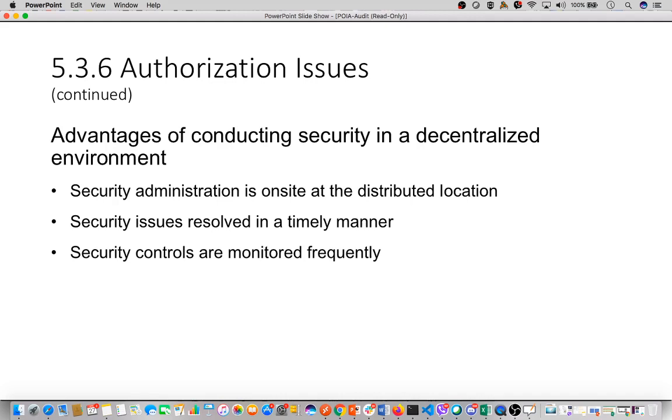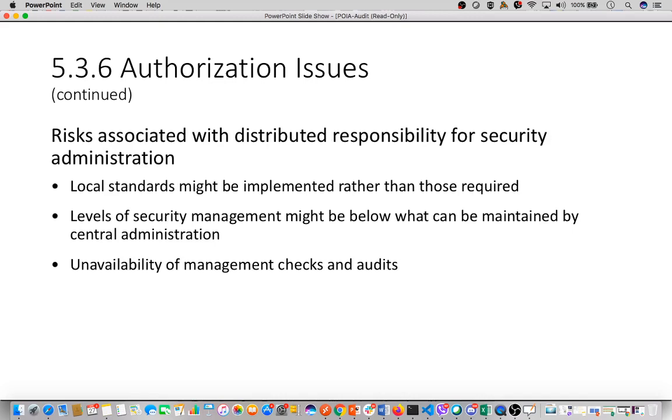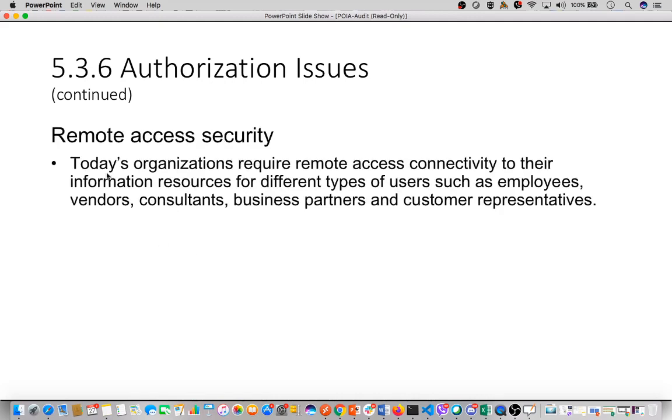One of the concerns of authorization in a decentralized setting is that security administration is on-site at the distributed location, security issues should be resolved in a timely manner, and security controls are monitored frequently. Also there are risks involved when talking about authorization. There can be mismatches of standards, which can result in concerns. And as auditors, we have to worry about whether these authorization policies have been properly updated. If not, there can be concerns.